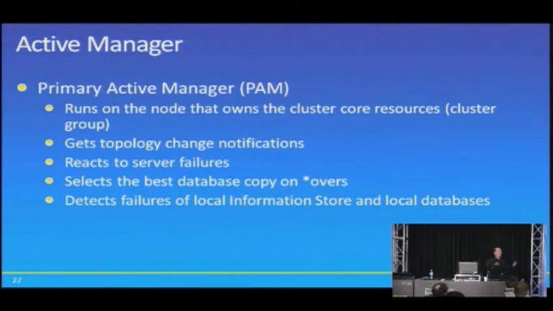So the PAM, that's the controlling Active Manager. The PAM is the one that is responsible for the best copy selection. It's the one responsible for reacting to failovers and things like that. It also gets topology change notifications, and it gets information from the cluster about when a server has gone down as well. Clusters are great for telling us when servers and networks go away, but that's about all they can tell us in this new paradigm. Now, it also is responsible for looking at the databases on that local server. So on the server it's running, it looks at the databases and verifies that they're healthy, and if they're not healthy, it also reacts to that condition by failing over to a healthy copy.